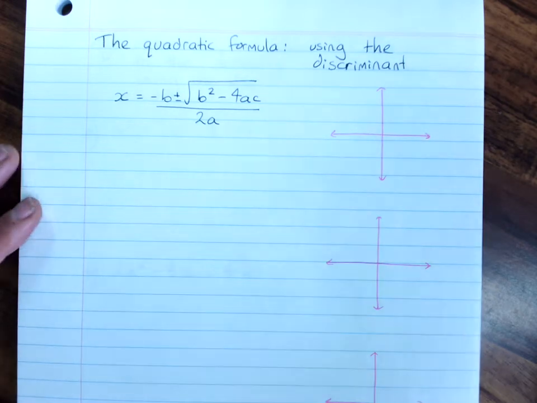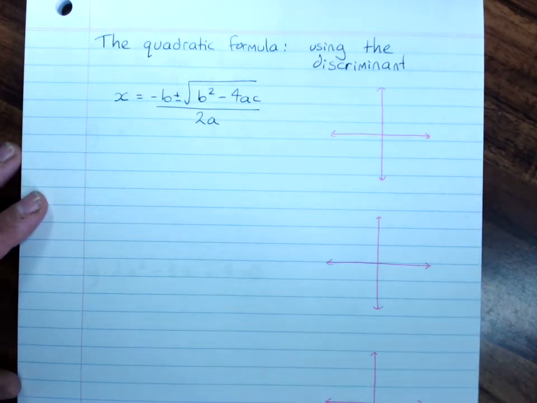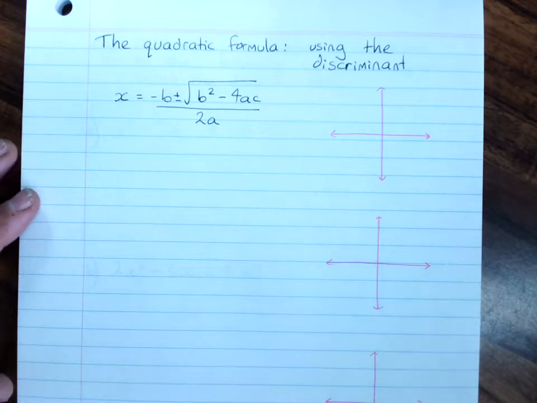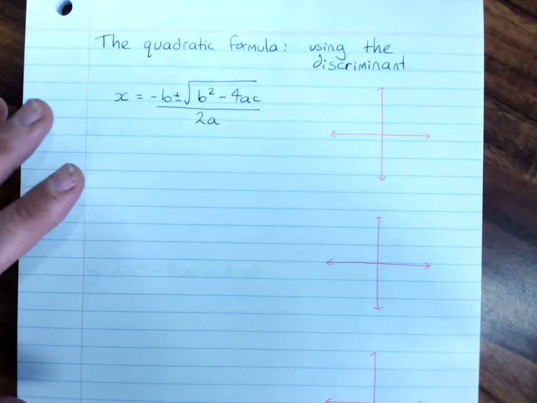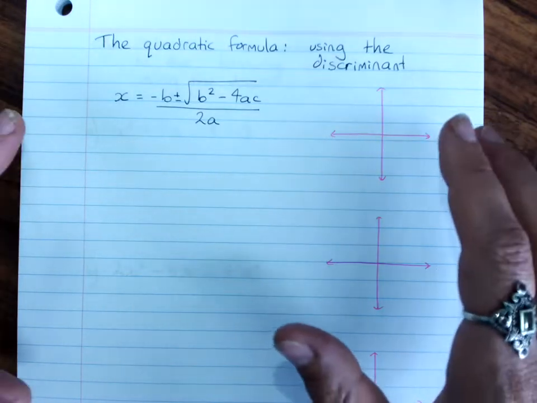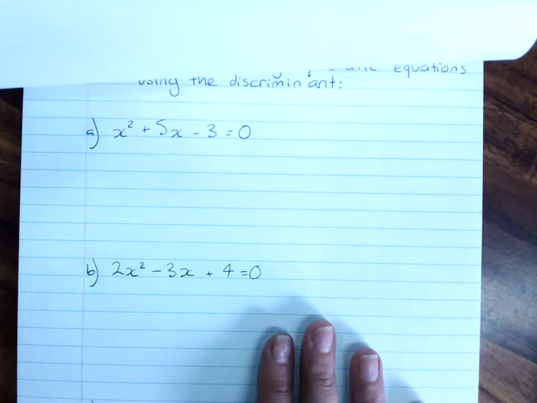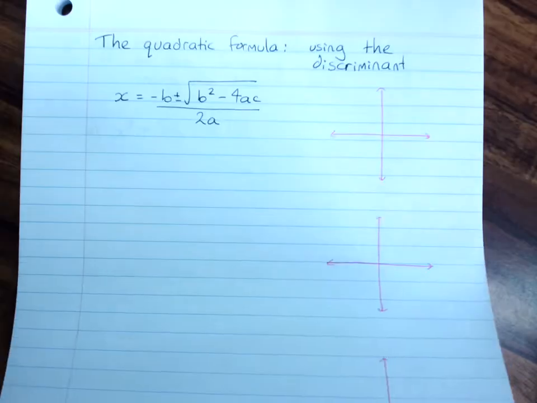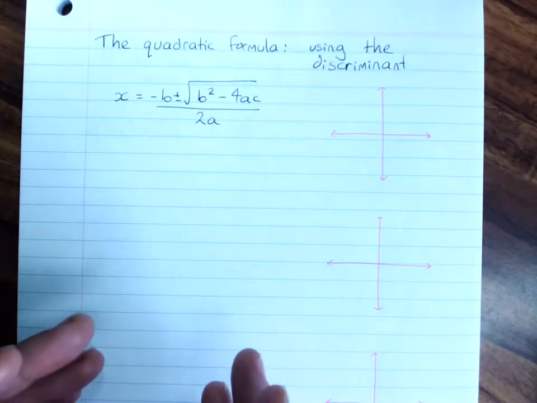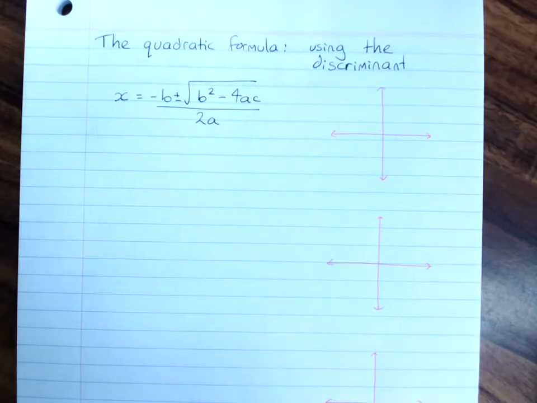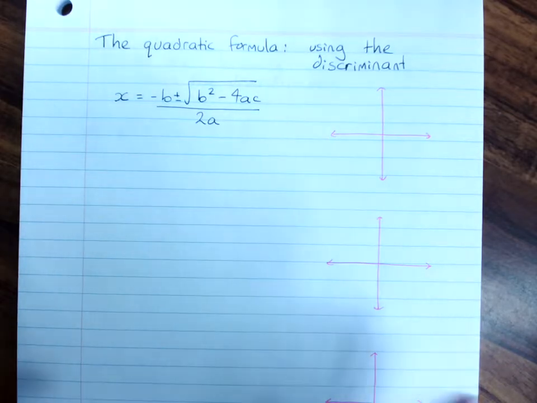The quadratic formula using the discriminant. As we know, when I'm solving a quadratic equation such as these, I can have two solutions, I can have one solution, and often I can have a situation where I can't solve it at all. There's no solutions. We've mentioned it before, but we keep saying we'll keep coming back to this. We're now back to it.